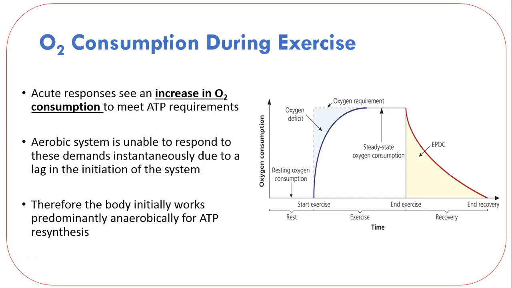So when we start to exercise, we have an increase in our ATP demand. And initially, it's too hard for our aerobic system to be able to get working at a rate that is quick enough to supply enough ATP to meet those demands. So what the body will do initially is work anaerobically to resynthesize ATP.